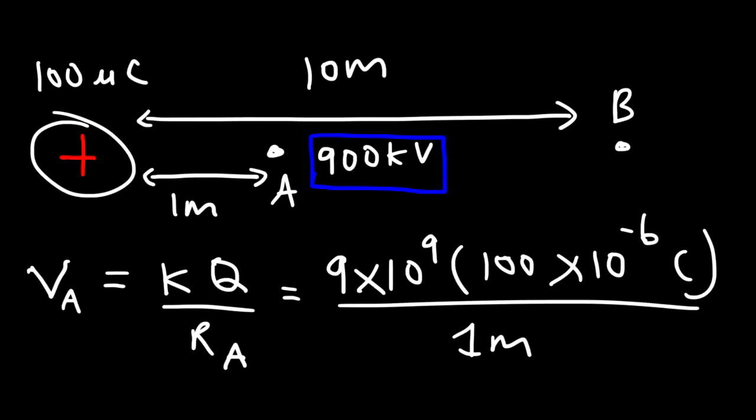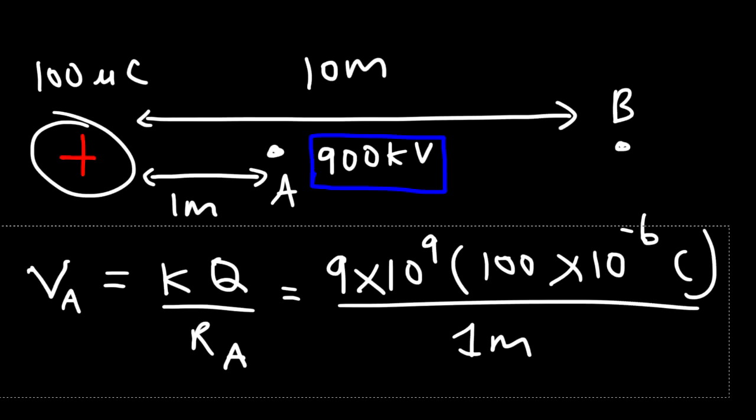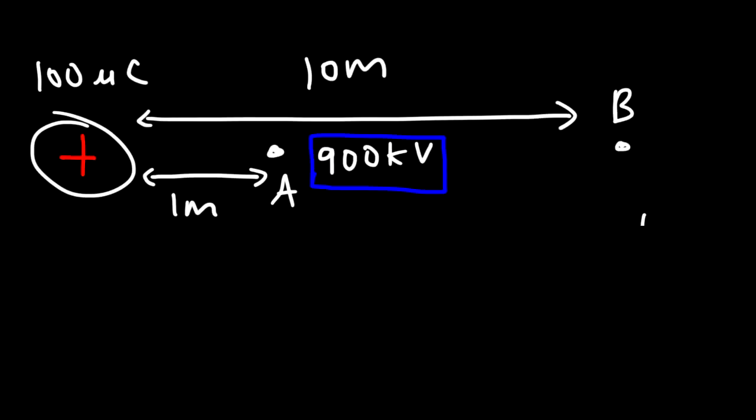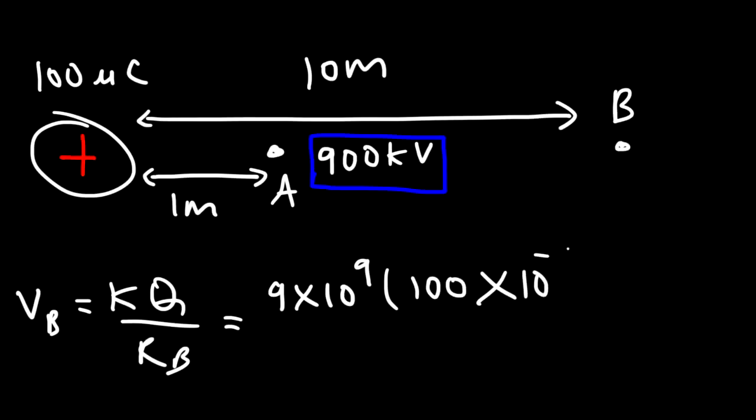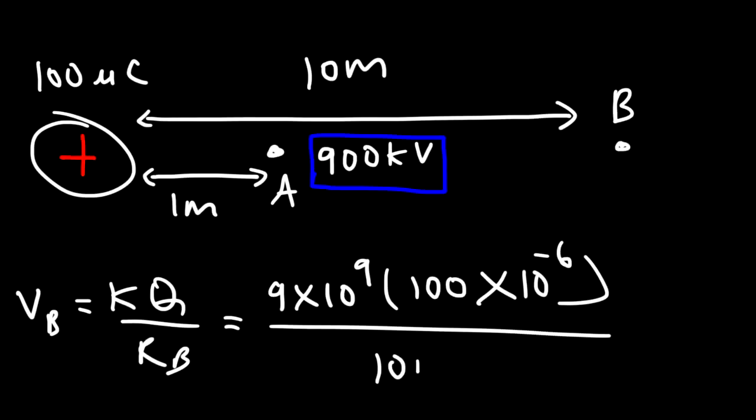Now at point B, we expect that it's going to be much less than at point A because it's further away from the charge. As you move away from a positive charge, the electric potential will decrease. And so using the same formula, VB is going to be KQ over RB. So that's 9 times 10 to the 9 times Q, which is 100 times 10 to the minus 6, divided by RB, which is 10 meters.